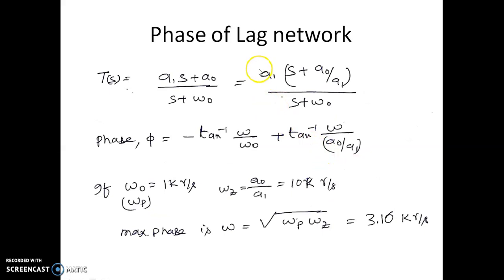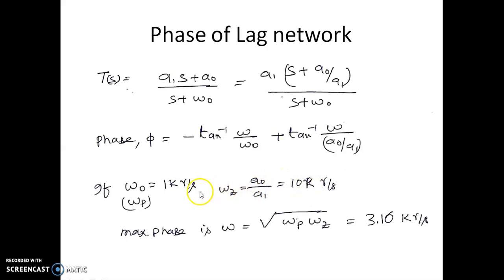This is the phase of that lag network. If you see this expression, the terms contributing to phase are omega naught and a naught by a1. Since this is the representation of a pole, the phase contributed by the pole is minus tan inverse of omega by omega naught, whereas the phase contributed by a zero is tan inverse of omega by a naught by a1. The pole frequency omega naught is 1 kiloradian per second, and omega z, the zero frequency, is 10 kiloradian per second.